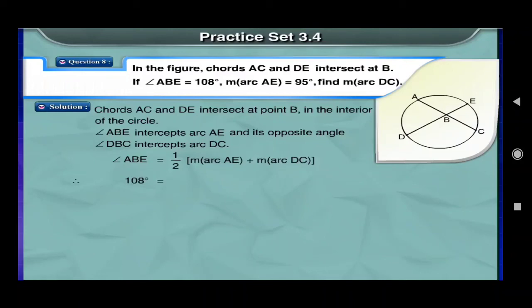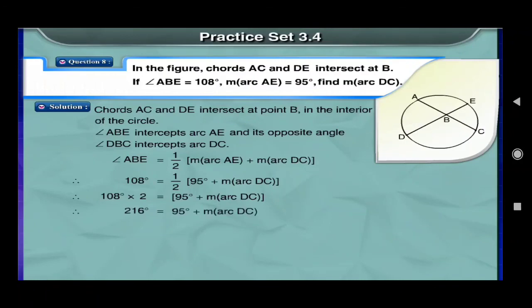Therefore, 108 degrees is equal to 1/2 into 95 degrees plus the measure of arc DC. Therefore, 108 degrees into 2 is equal to 95 degrees plus the measure of arc DC. Therefore, 216 degrees is equal to 95 degrees plus the measure of arc DC. Therefore, the measure of arc DC is equal to 216 degrees minus 95 degrees, that is equal to 121 degrees. Therefore, the measure of arc DC is equal to 121 degrees.